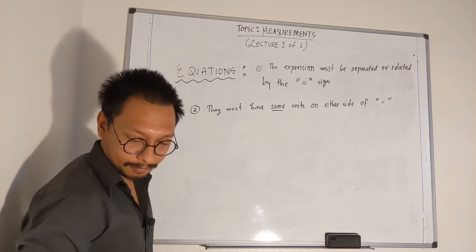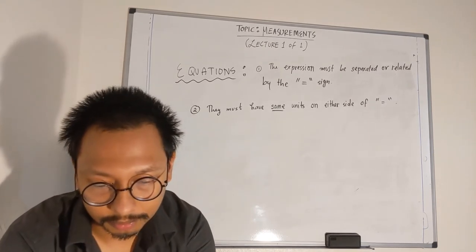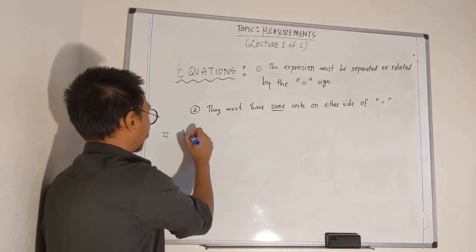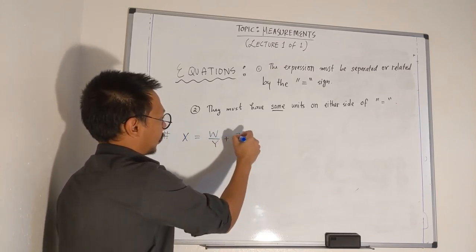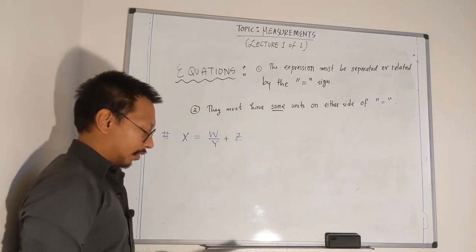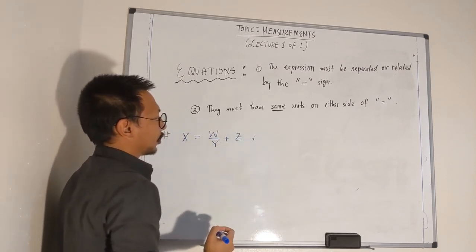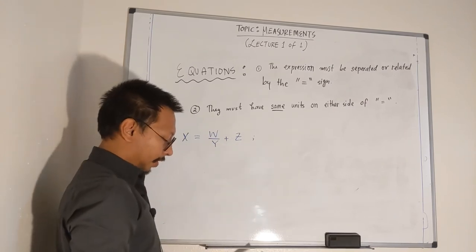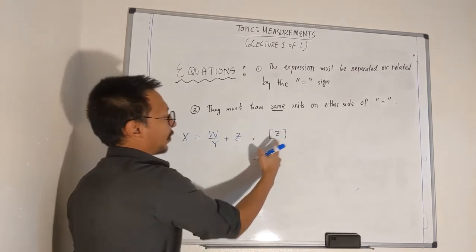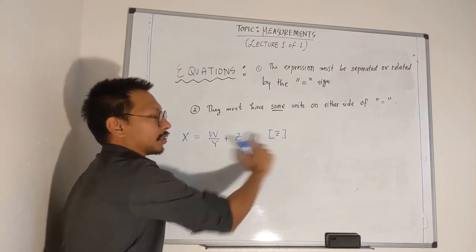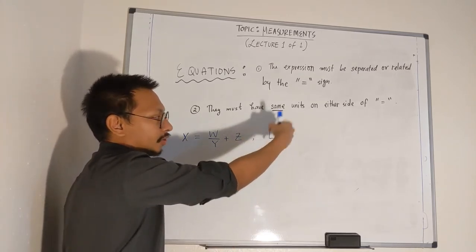Let's use a different color here. Okay, so let's say we have an equation x equals w over y plus z. Okay, and now we are told some things about the equation. We are told that z has units of kilograms per meter squared. So we denote that by square brackets of z. Square brackets basically means dimension of this quantity, and dimension of this quantity means units of this quantity. So this quantity has units of such and such.